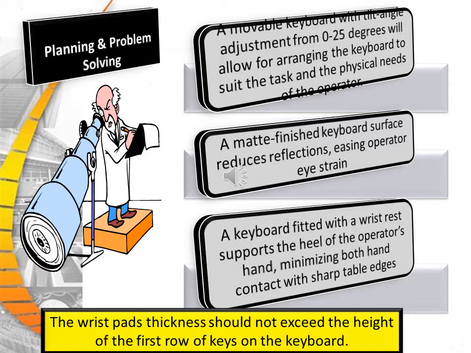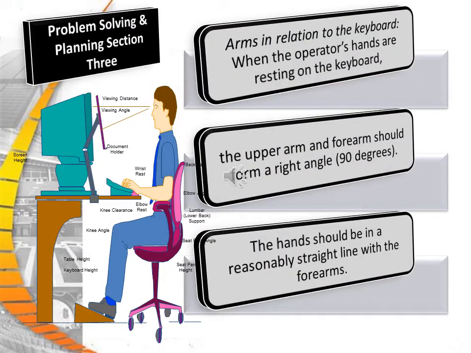A matte finish keyboard surface reduces reflections, easing the operator's eye strain. A keyboard fitted with a wrist support on the heels of the operator's hand minimizes both hand contact and sharp table edges. Wrist pad thickness should not exceed the height of the first row of keys of the keyboard. The arms in relation to the keyboard. When the operator's hands are resting on the keyboard, the upper arm and forearm should form a right angle, or 90 degrees. The hand should be reasonably straight with the forearms.